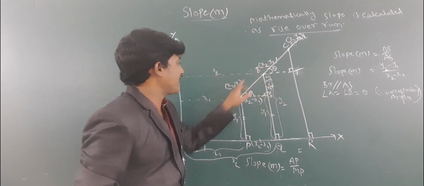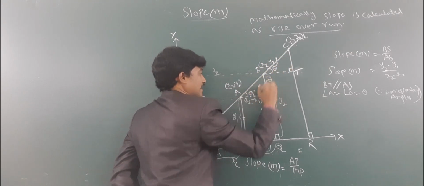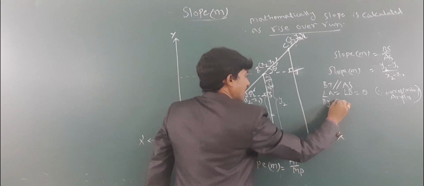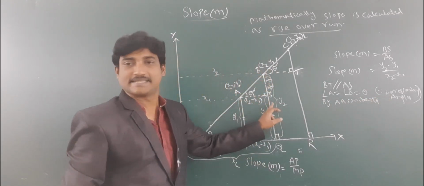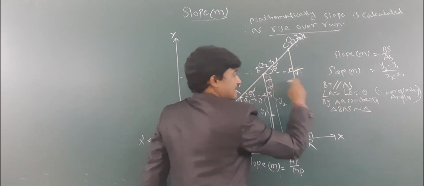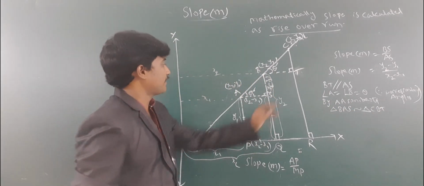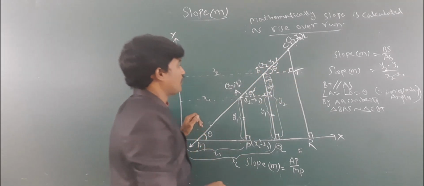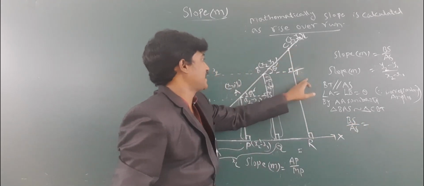And one more: triangle BAS is similar to triangle CBT. Why? Because angle A is equal to angle B, angle S is 90 degrees, angle T is 90 degrees. By angle-angle similarity, triangle BAS is similar to triangle CBT. We know in similar triangles, corresponding sides are in the same ratio. So we can write BS by CT is equal to AS by BT, so BS by AS is equal to CT by BT.